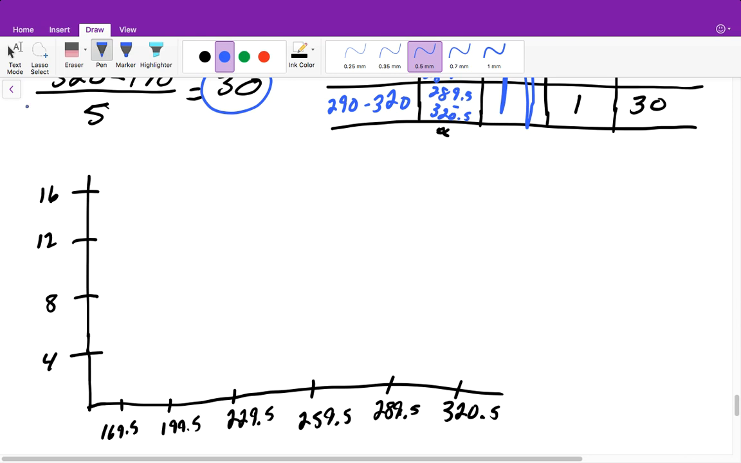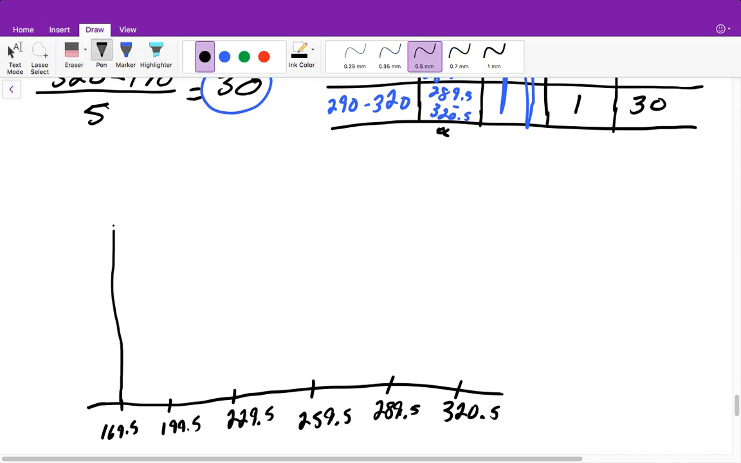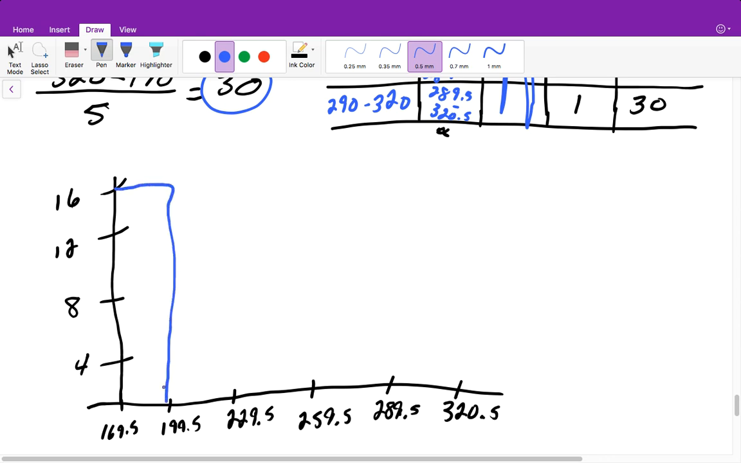Or I'm sorry, I made a mistake on this one. I'm going to erase this real quick. What we actually need to do when we're doing our histogram is start our first bar at our lowest class boundary, because we don't want any gaps. It always touches our y-axis, so it'll go from here down here.